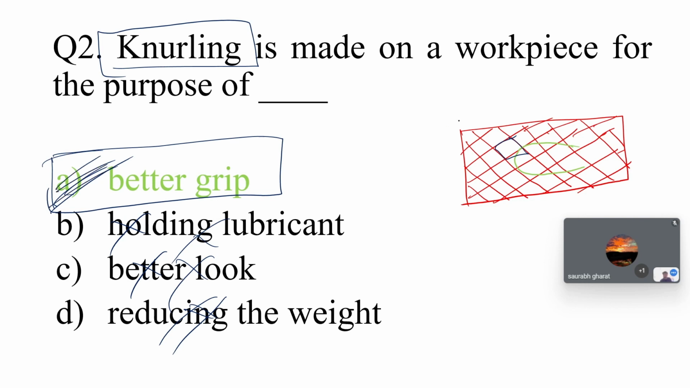So knurling is only preferred for better grip, that is the standard answer. This kind of shape you have in knurling. Okay, this is the knurling. This is how knurling is done, and for better grip is the correct answer.